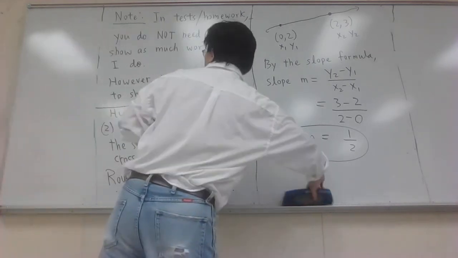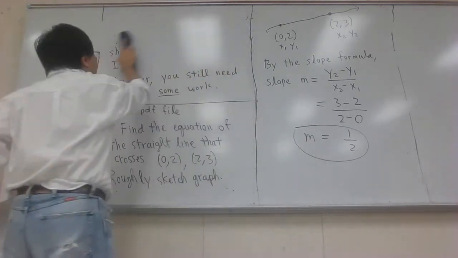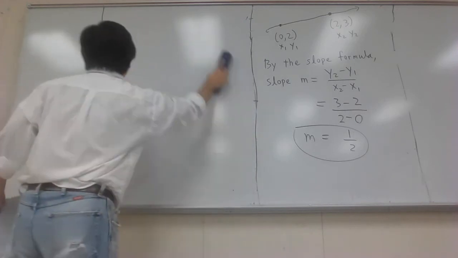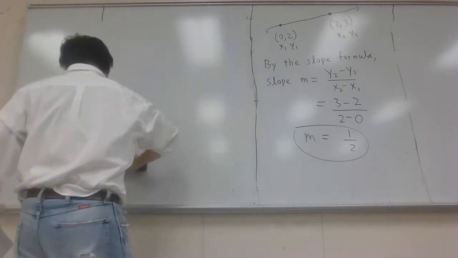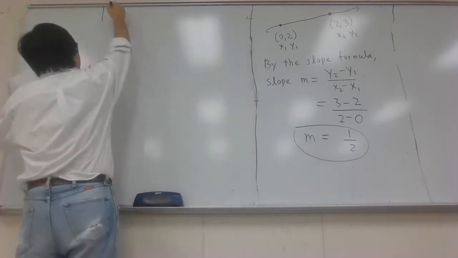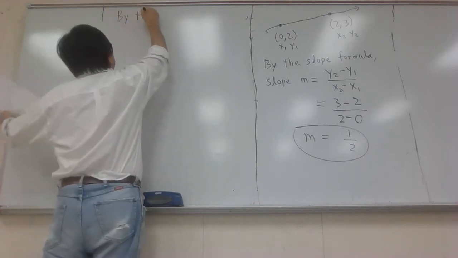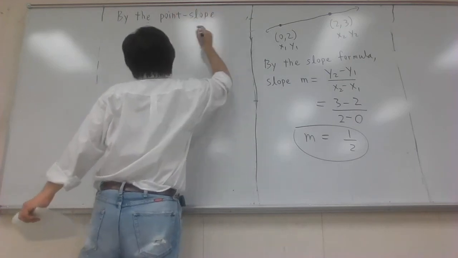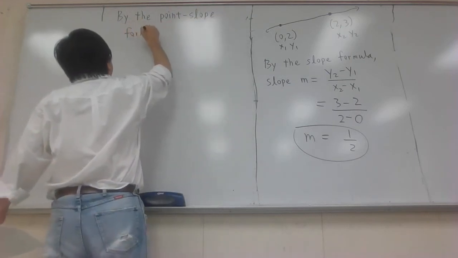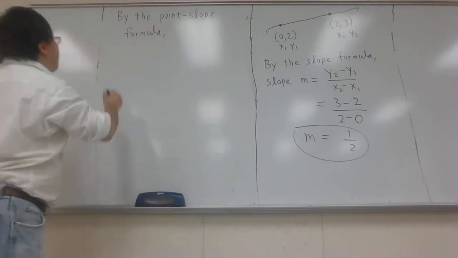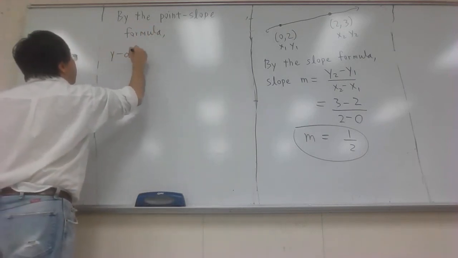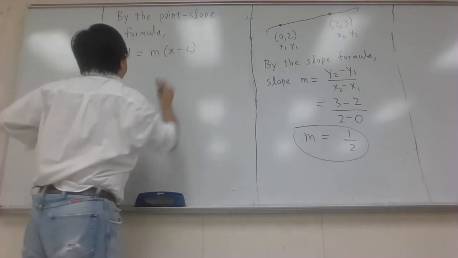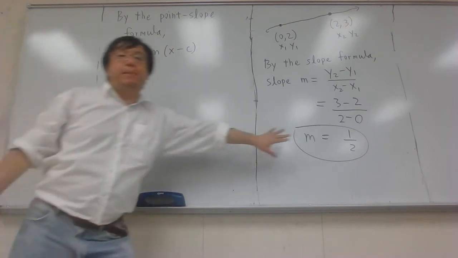So, by the point slope formula, the equation of the straight line is y minus d equals to m, the slope m, times x minus c. And we know what the m is. M is the slope. M is 1/2.